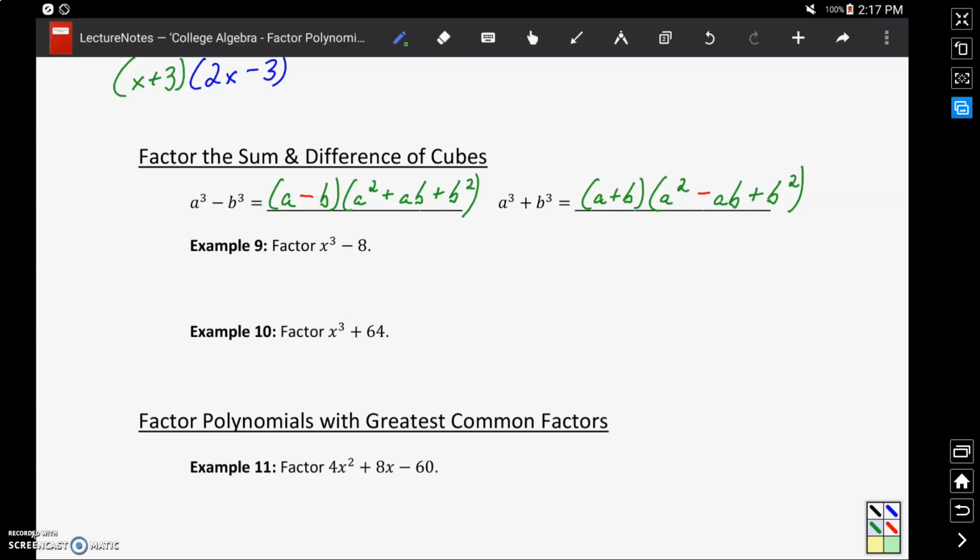Similar to how we started off with difference of squares, we can look at identifying each of our terms in the expression x cubed minus 8 as two perfect cubes. In this case, x cubed and 2 cubed, meaning we can factor this as x minus 2 times the quantity x squared plus 2 times x plus 4.